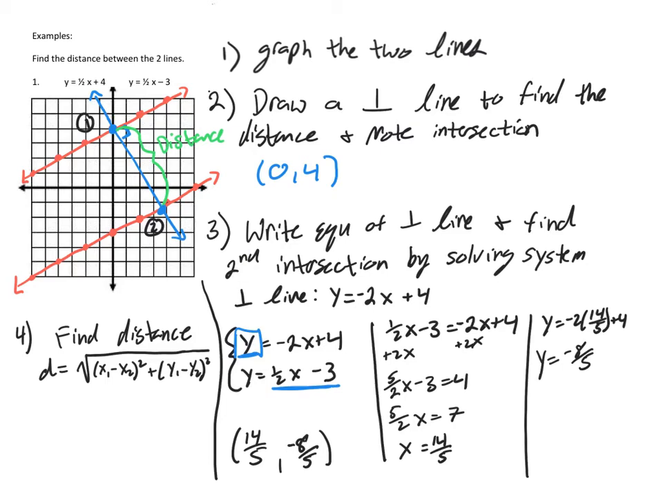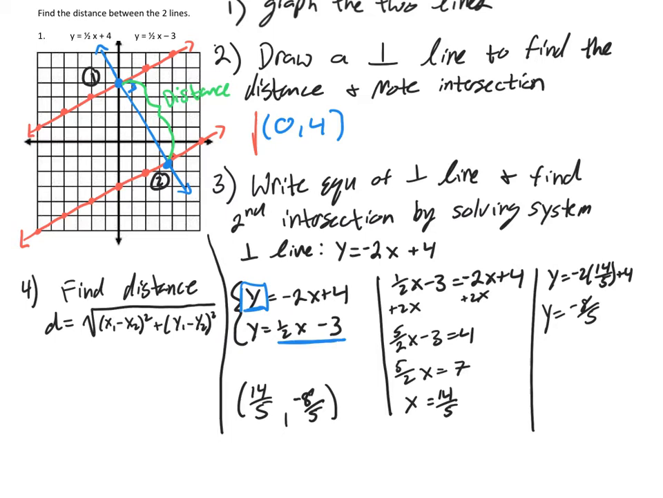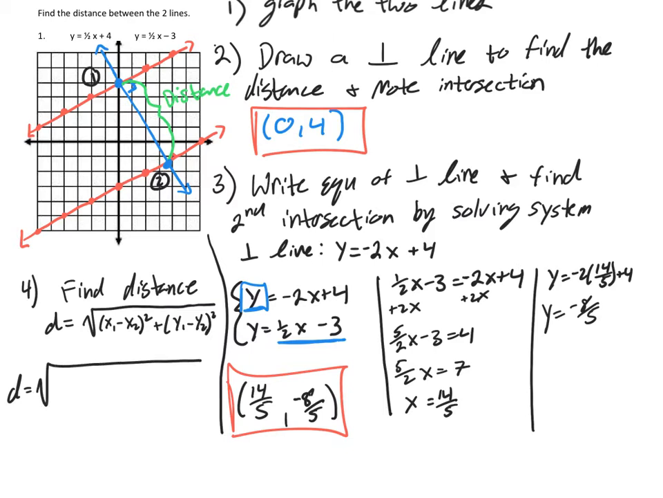Okay, so now that we have that, we can go ahead and find our distance. So we're simply going to plug very carefully into the distance formula our 2 points that we found. So first point, second point, and then we're going to find our distance. So our distance is going to equal the square root of, and it doesn't matter which direction we do this difference in, because we're squaring it, so we're going to get something positive. So 0 minus 14/5 squared plus 4 minus -8/5 squared. Go ahead and type that in your calculator and we'll grab a distance.